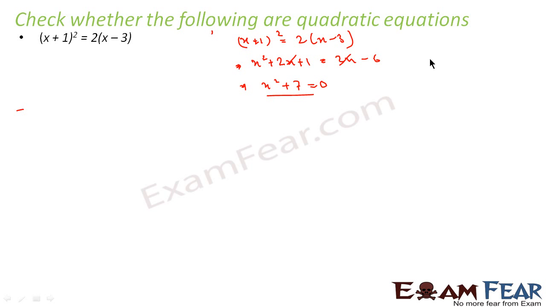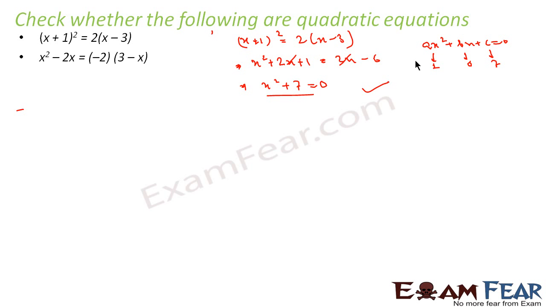Yes. Why? Because a quadratic equation is of the form ax square plus bx plus c is equal to 0. Here a is equal to 1, b is equal to 0 and c is equal to 7. That's what the rule says: a should not be equal to 0. Here a is not equal to 0, so this is a quadratic equation.